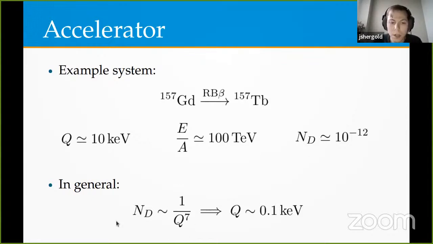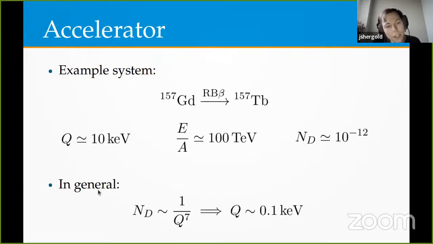So in general, the number of daughter states you expect to see after some runtime goes like 1 over q to the 7th power, which implies that if we find something with a threshold of about 0.1 keV or so, this number then goes up by a factor of 100, to something like 100, and potentially we can actually observe this effect.